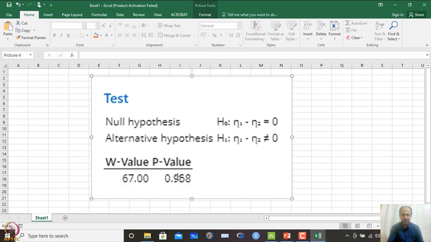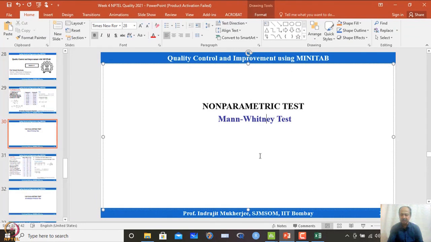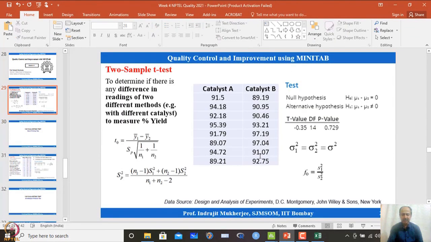And this p value indicates that p is more than 0.05, so it indicates that the medians are not different here. So basically the conclusion is that both the drugs are equally effective. One cannot give a higher yield as compared to the other. So the percentage yield improvement is not statistically significant. So the catalyst A yield in the population is the same as catalyst B.